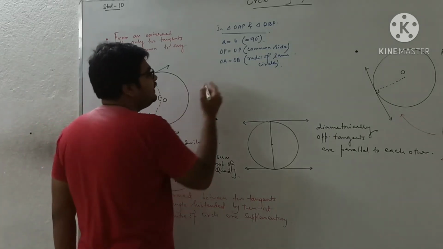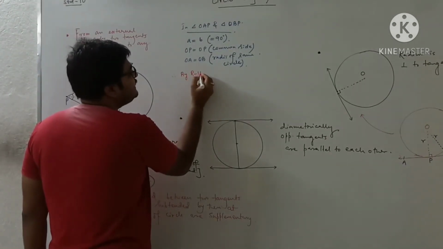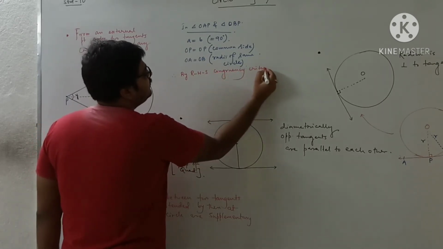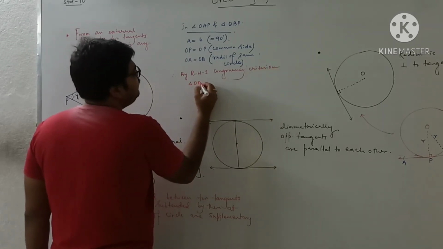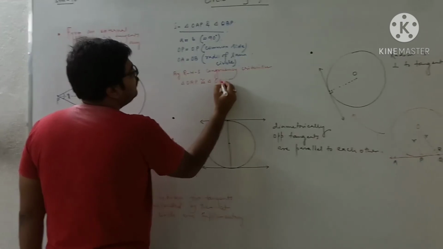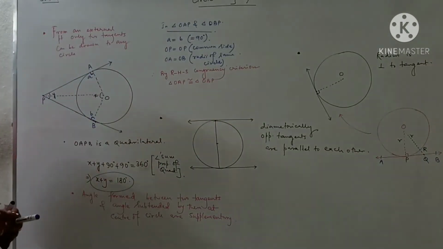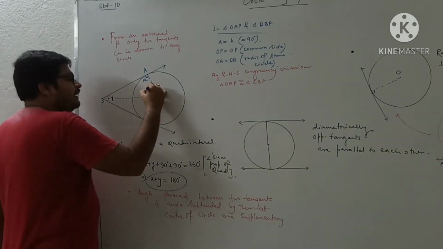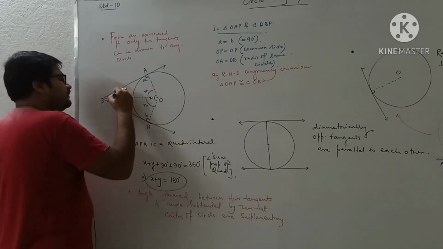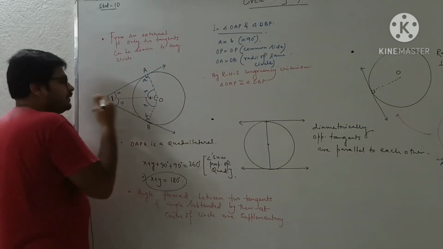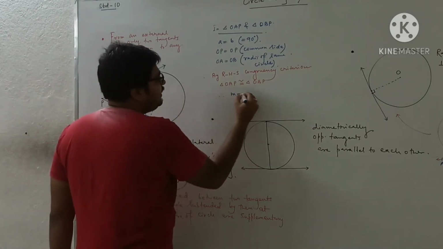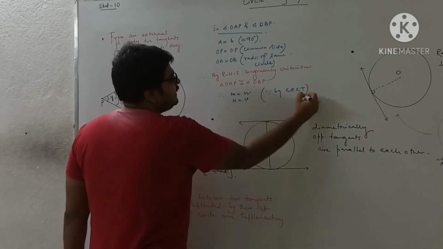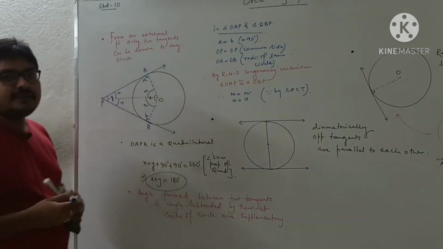So I can write here now, therefore by RHS congruency criterion, triangle OAP is congruent to triangle OBP. Now as these two triangles are congruent, we can write M and N are equal, U and V are equal. So therefore M equal to N, U equal to V, and this we can write by CPCT. Corresponding parts of congruent triangles, you have learned in class 9.